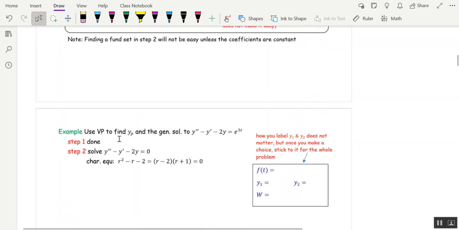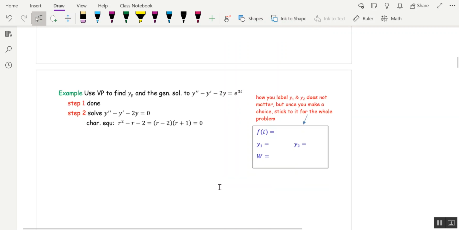First one, we're going to use VP, that's variation of parameters, to find both yp, a particular solution, and the general solution to this differential equation. Now, we could use UC on this. This is a totally allowable DE for UC, so you might want to do it both ways and see if you get the same answer.